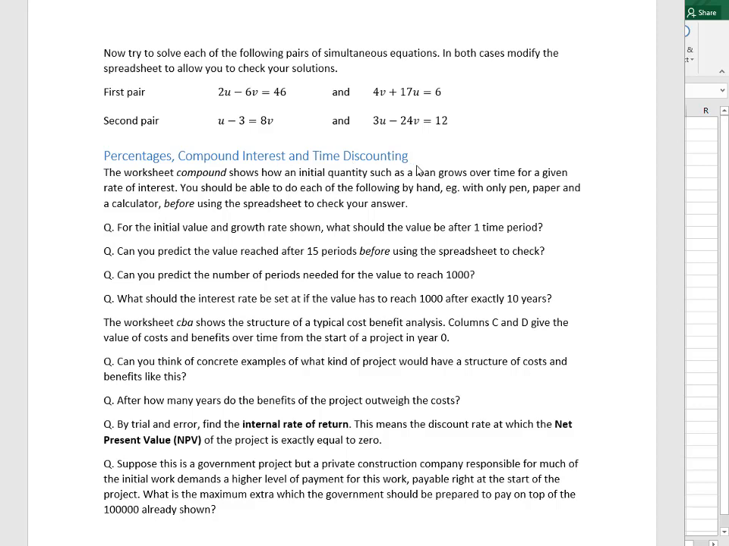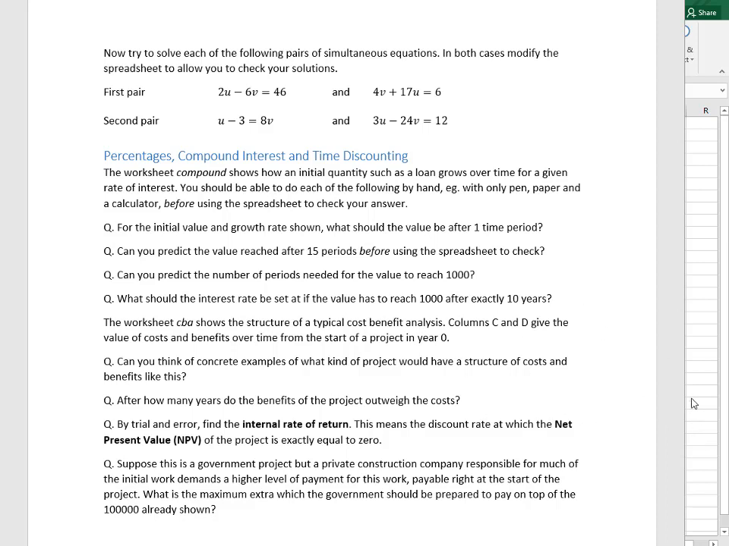So now we're looking at the bit of maths here, which is percentages, compound interest and so on, which you need to be complete experts at. So on the worksheet compounds, we've got a classic situation where an initial quantity is growing over time and you have a given rate of interest. So you should be able to do this using pen, paper, calculator as well as a spreadsheet.